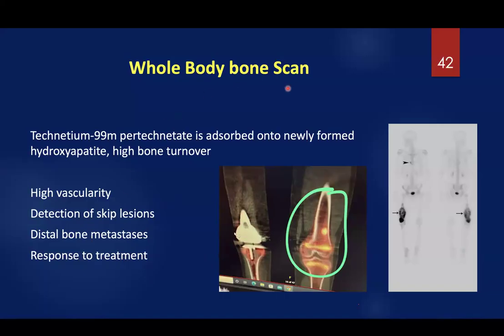For whole body bone scan, for your information, we give technetium-99, and it's absorbed in newly formed bone or high turnover area. But also it can show you high vascularity, it can detect skip lesions. It can also be an indication of the response to treatment. If you look at this bone scan, this is a primary bone tumor, and following chemotherapy responded nicely to chemotherapy.